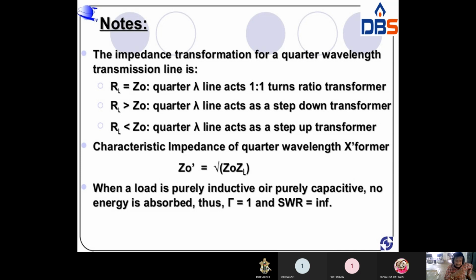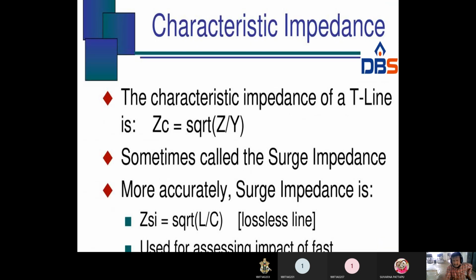So depending upon the requirement of the consumers, the transformer may be step down or step up, or it may be a 1:1 transformation. Now the characteristic impedance Z naught is equal to the square root of the open circuit impedance times the short circuit impedance. As usual, Z by Y, that is nothing but root L by C. So the characteristic impedance of a transmission line, ZC or Z naught, is equal to the square root of Z by Y, that is root L by C.